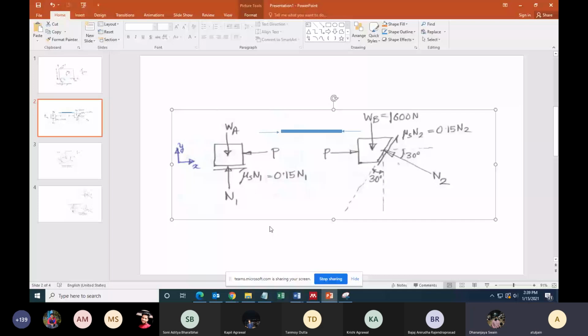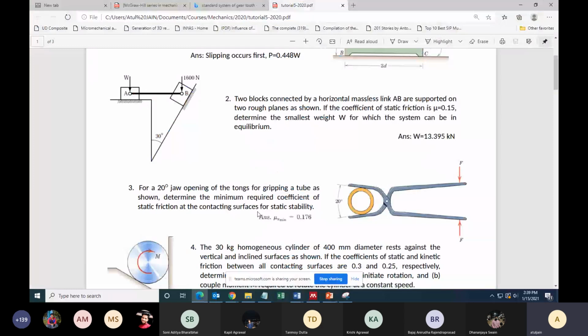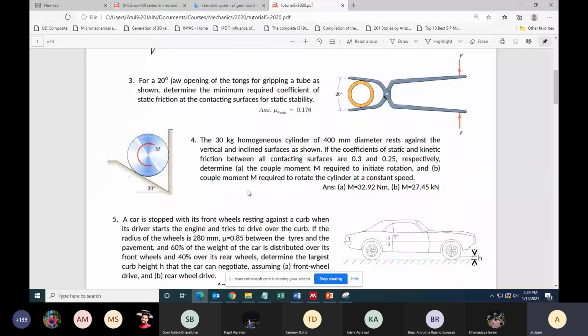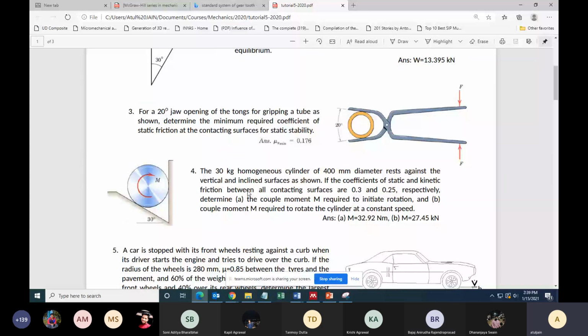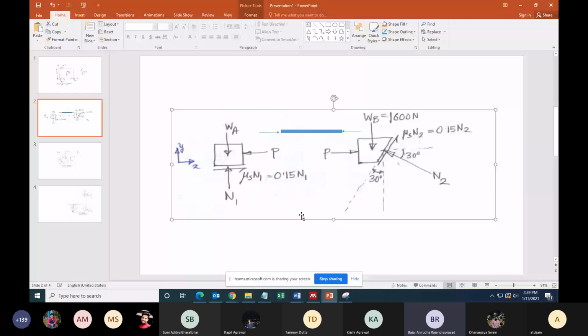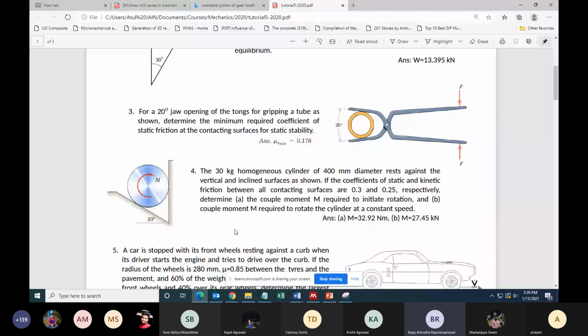Okay, good. In problems number 2, 3, 5, 6, all are similar. Excuse me, sir, I think in the third problem there is a need for dimensions. No, sir, it's basically mu s is equal to tan of this angle. No, sir, I didn't require the dimensions.